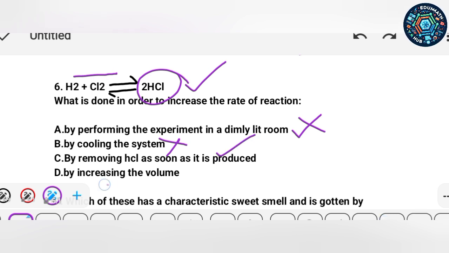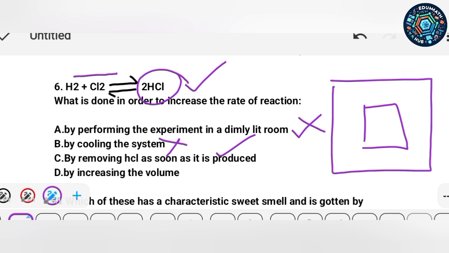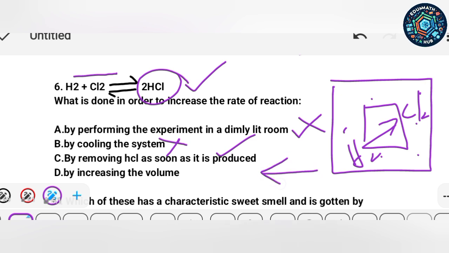Then the next one is increasing the volume. Increasing the volume for this reaction will not favor the forward direction, because if this reaction is taking place in a very small container in which Cl2 and H2 particles are colliding at a faster rate, if you now increase the volume, they will not collide very fast because the distance between them will be very far apart. So for Cl2 to collide with H2, it has to travel a very far distance. So the forward reaction will not be favored. Meanwhile, it's going to favor the backward reaction. The forward reaction will not take place at a very fast rate. So this one is wrong. So the correct answer is option C, by removing HCl as soon as it is produced.